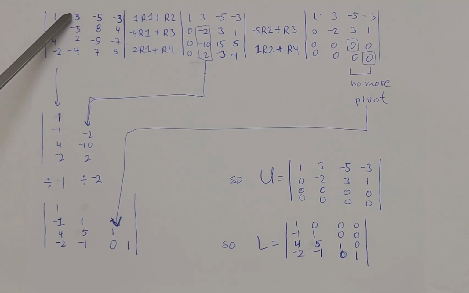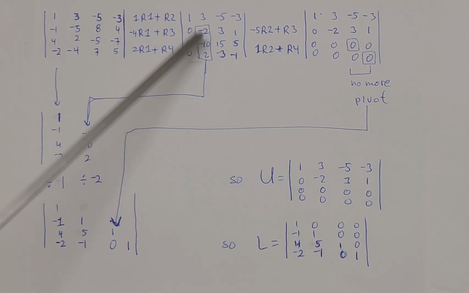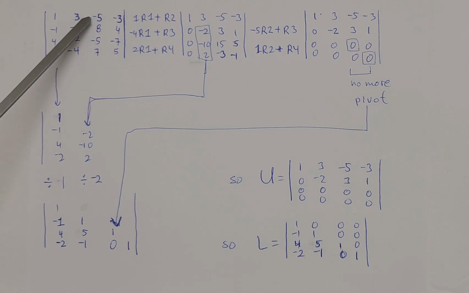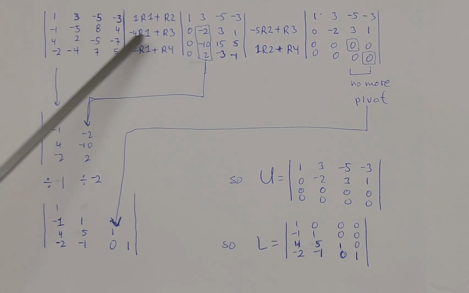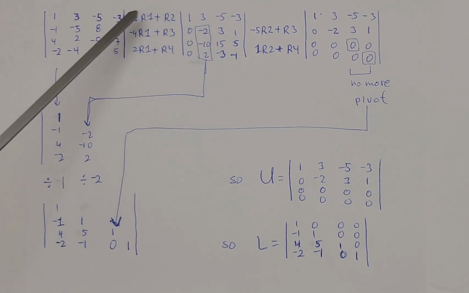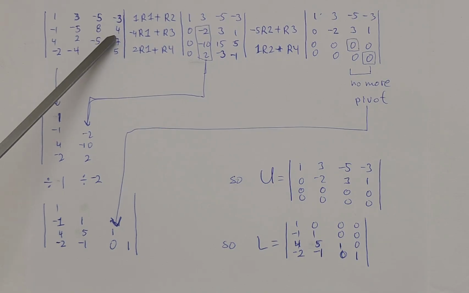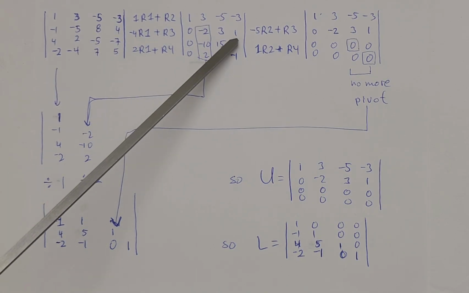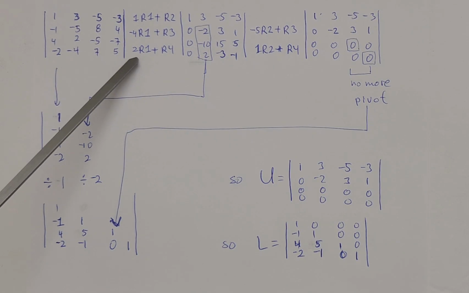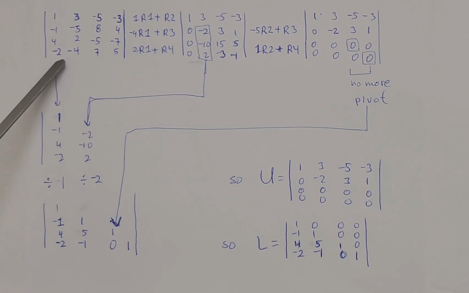1 times 3 will be 3, 3 subtract 5 will give me this -2. 1 times -5 is -5, plus 8 gives me this 3. 1 times -3 is -3, plus 4 gives me this 1. Okay, repeat the process for row 3 and also row 4.